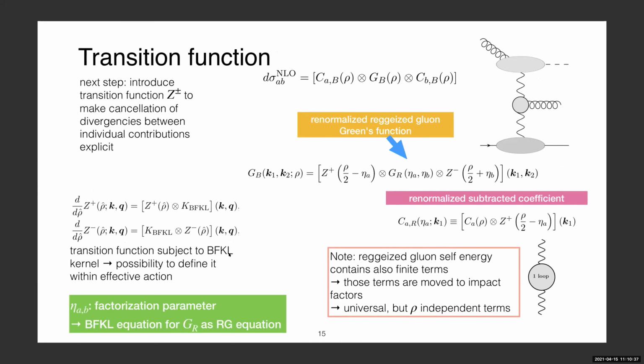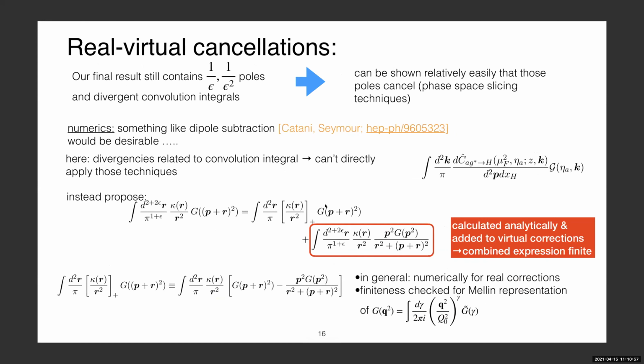It was done already for the two-loop trajectory, but now we do it here in the case of convolution integrals to take into account transfer momentum dependence, which now happens here. In our case, in the case of real corrections, we did that, and then we get our result in this form.